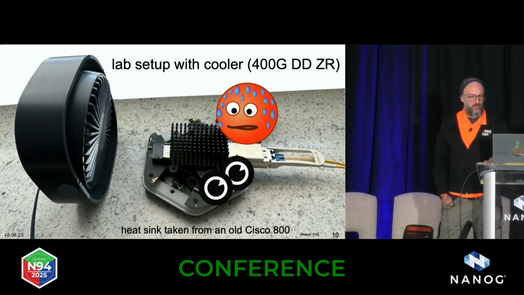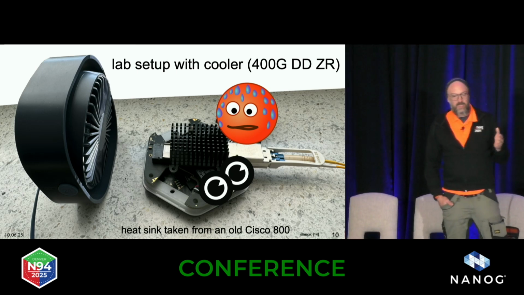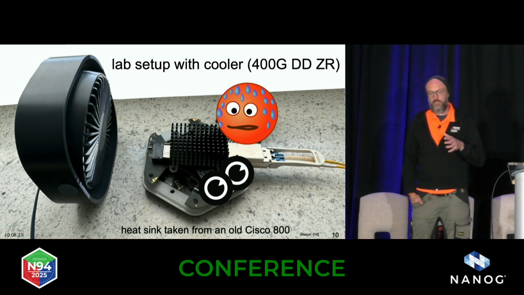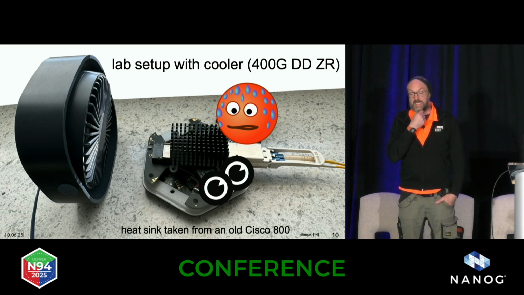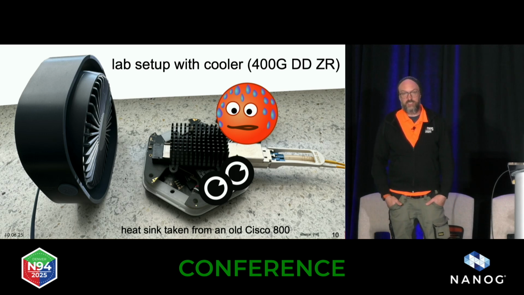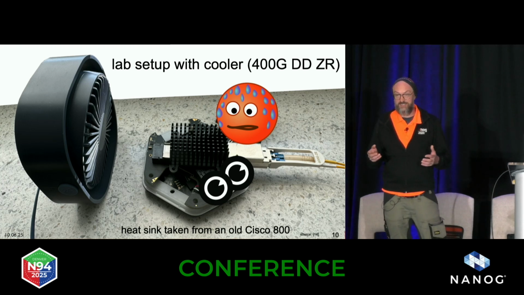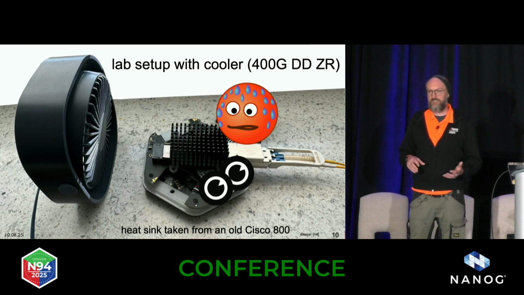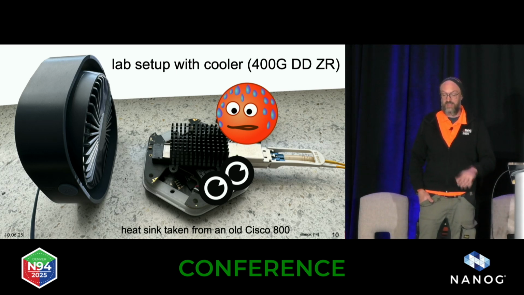Now, the second thing I mentioned was that we were looking at the temperature, and we had to change our lab setup a little bit. This is a picture of our coherent module, and we needed a cooler and especially a heatsink. The funny story here is that there was some history involved. We took the heatsink from an old Cisco 800 and just placed it on the coherent module, and it worked. It was sufficient to cool it down combined with the fan.